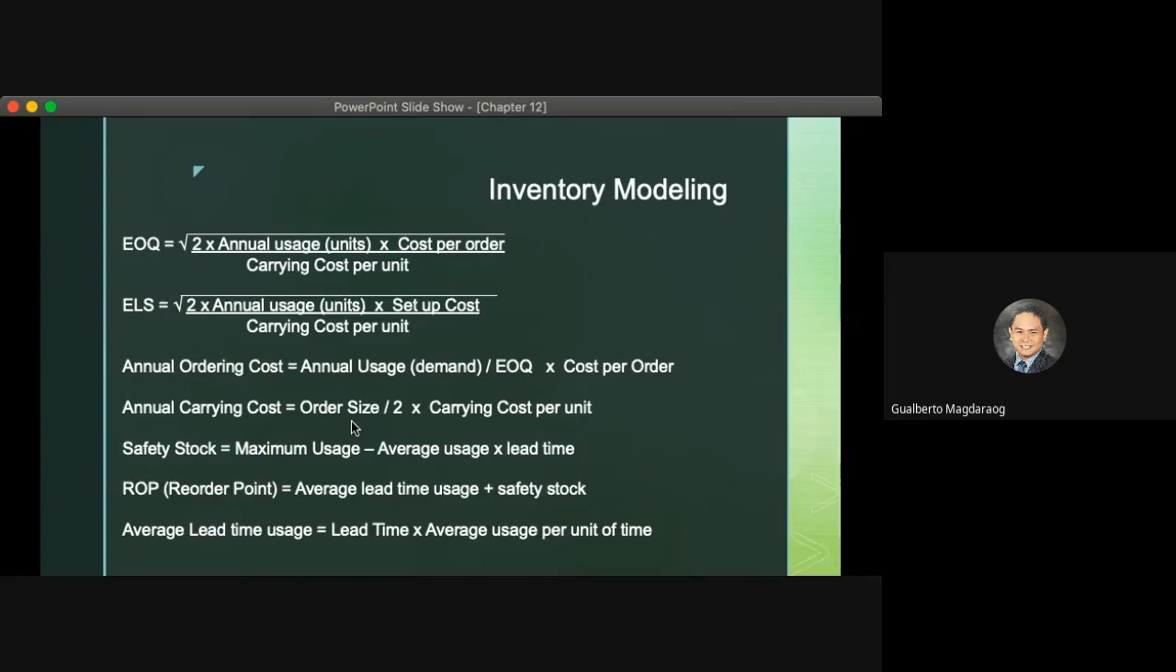The reorder point or ROP is the numbers of units that you need to maintain and the one that will trigger an order before you run out of stocks. And the formula for this is average lead time usage plus the safety stock. The average lead time usage is lead time times the average usage per unit of time.